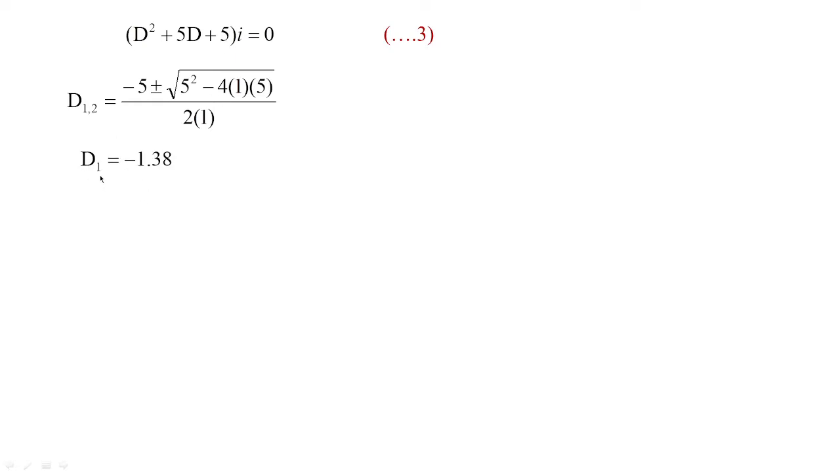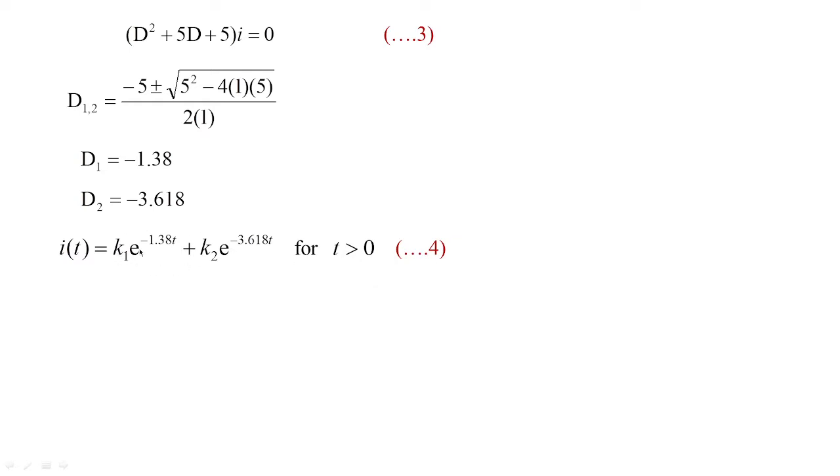With this I'm going to get the value of d1 as minus 1.38 and d2 equal to minus 3.618. Now with this I am going to get the generalized equation as i of t is equal to k1 e to the power of minus 1.38t plus k2 e to the power of minus 3.618t. Now this we are treating as equation 4, for the transient current which is obtained for t greater than 0.